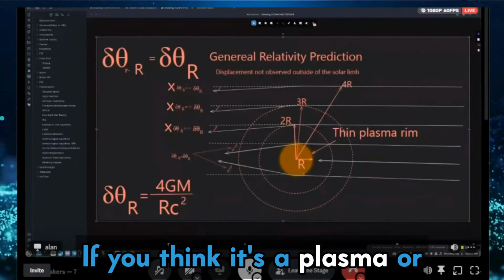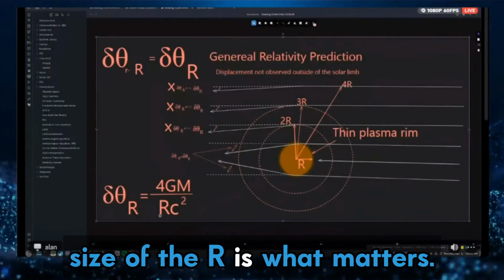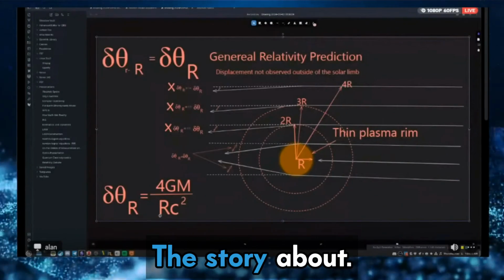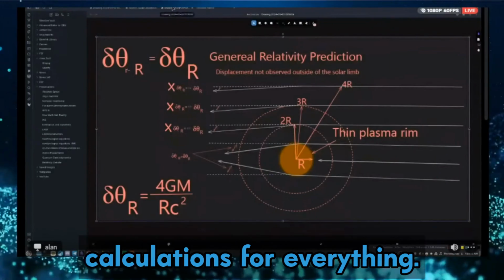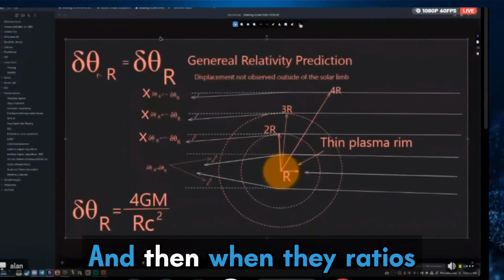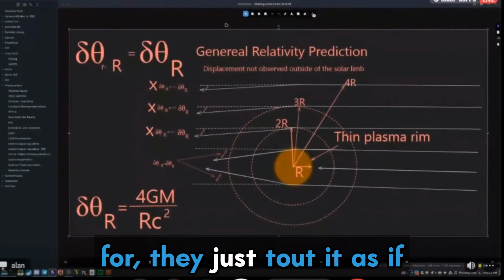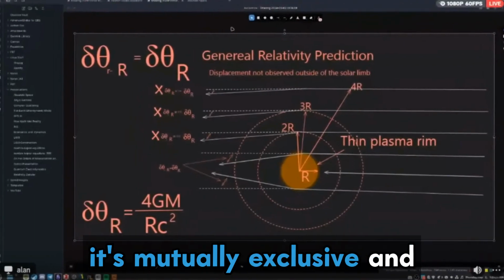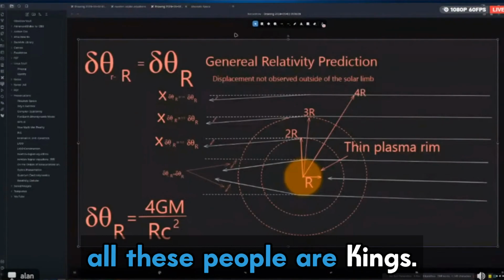If you think it's a plasma, or if you think it's a gaseous giant, it's just the size of the R that matters. The story about the R is irrelevant. That's how they do sky calculations for everything. It's based off of proportional ratios. And then when the ratios match for their model that it's not mutually exclusive for, they just tout it as if it's mutually exclusive and irrefutable evidence that Newton and Einstein and all these people are kings.